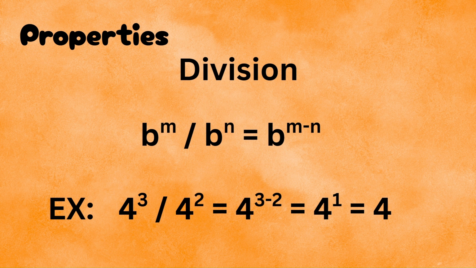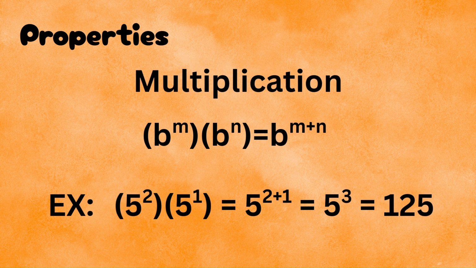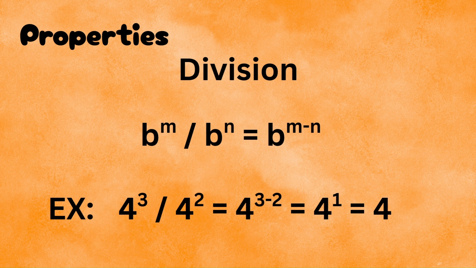Division. b to the power of m divided by b to the power of n equals b to the power of m minus n. So this is an opposite of the multiplication one, which instead of having it being multiplied and added, it's divided and subtracted.